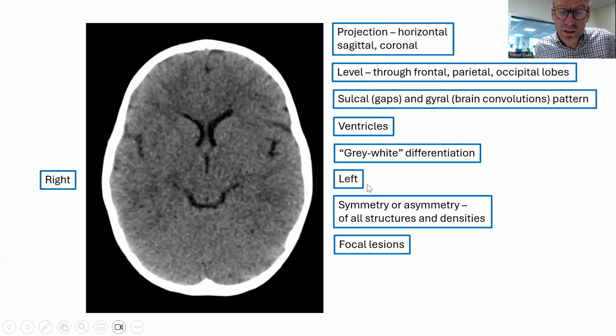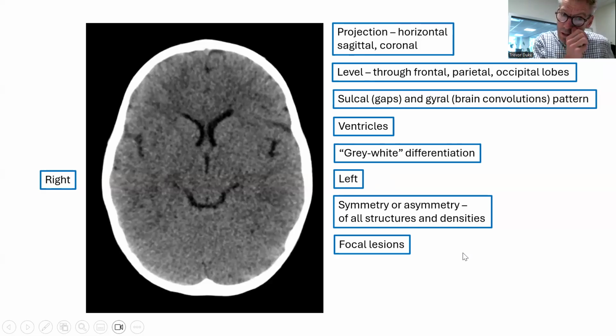Then the other thing, a fundamental thing, is to know your left from your right when you're reading a CT scan. I always think about it like a chest X-ray. The left is the projection on the left. So the left side of the brain is the same as the left side of a chest X-ray, and the right side is the right side. So it's a convention. You just need to know that.